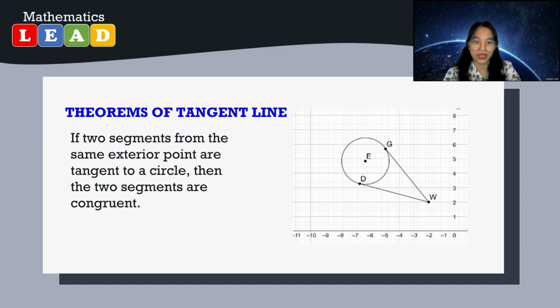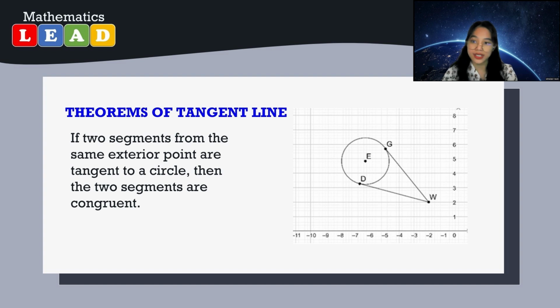are tangent to a circle, then the two segments are congruent, which means that here on our given example, GW and DW are tangent to circle E. And GW and DW have the same exterior point, which is W, the point W. We know that if GW is 2 centimeters, then DW is 2 centimeters. If GW is 8 centimeters, then DW is 8 centimeters. If GW is 60, then DW is 60.